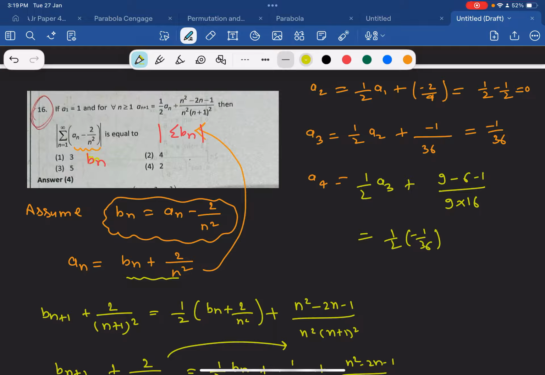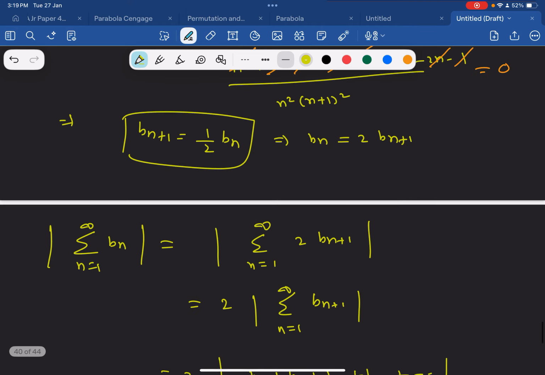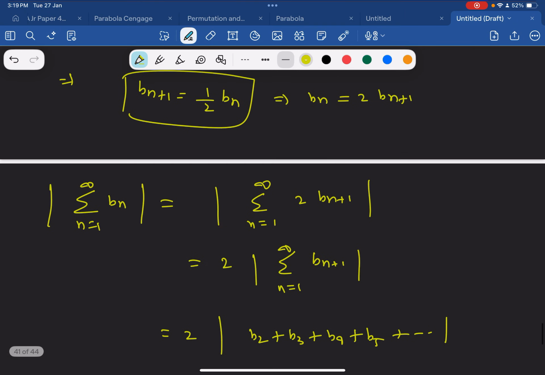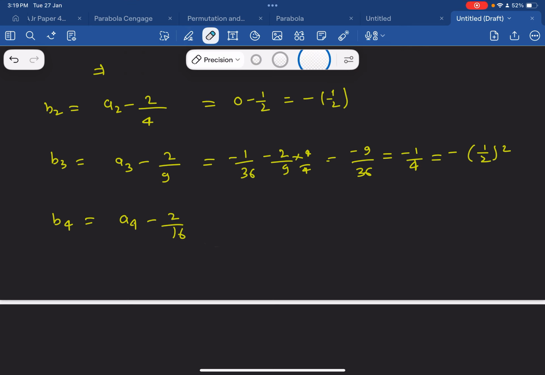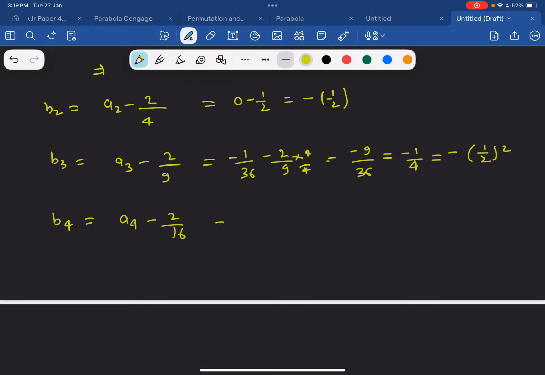And 1 by 2 minus 1 by 36, and this will be 9 minus 7. So plus 2 by 9 into 16. So we will get minus 1 by 72 and plus 1 by 72. So I guess we are getting 0. And if A4 is 0, what is the value here we are going to get now? Okay, yes. So A4 here we are getting 0. So let us calculate here again. A4 we are getting 0.